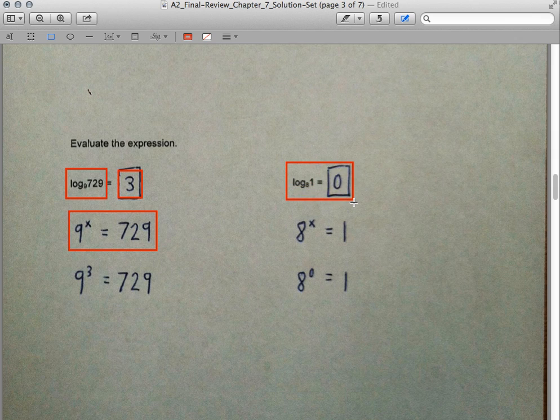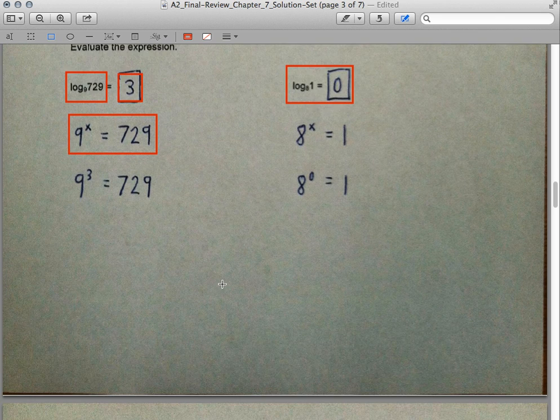For this example here, log base 8 of 1 equals 0. This is asking us base 8 raised to what power equals 1. And our exponent rules tell us that any base raised to the power of 0 equals 1. So essentially log base b of 1 equals 0. That is a classic logarithm model. No matter what the base is, if it's log base b of 1, it will equal 0 because any base raised to the power of 0 equals 1.